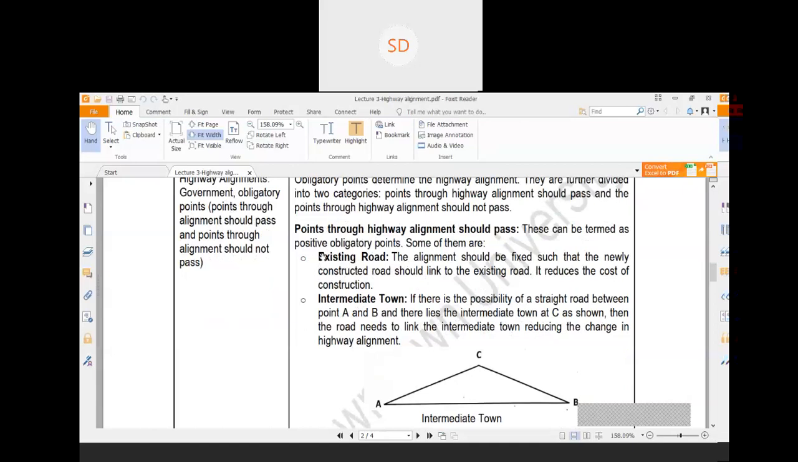The first one is existing road. Suppose two points or two cities are there, A and B. In between, some portion of the old road is there. Whenever you are constructing a road, it would be very easy if you join these two cities along with the existing road. It will reduce the cost of the operation and the cost of the construction.